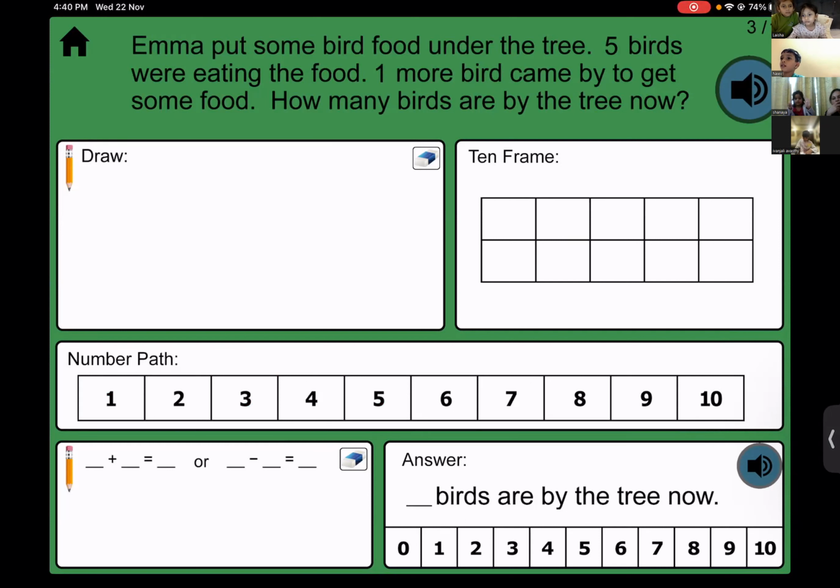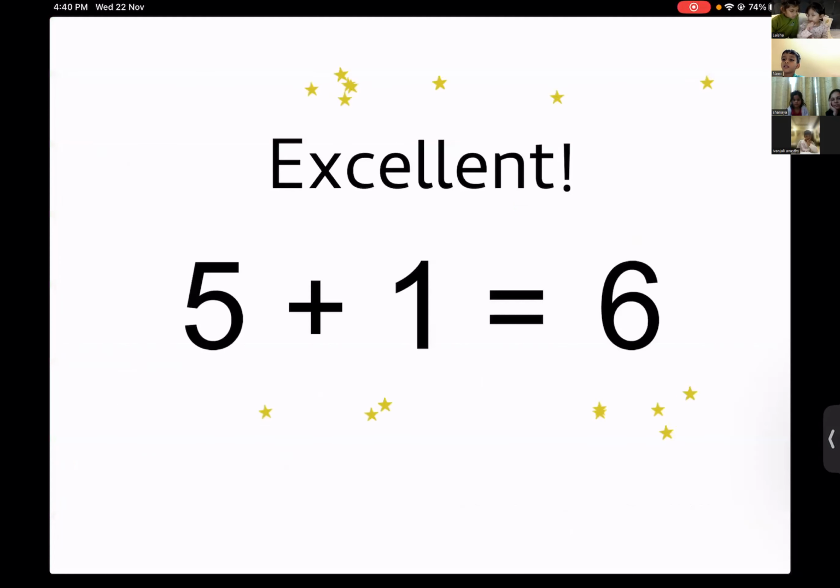There were 5 birds. And 1 more bird came. 6. Yes. Now see if Neve is correct or not. On the 10 frame, I will be drawing 5 birds. Correct? Now 1 more bird came. Without counting, we know this pattern that it is 6. So 6 is the answer.